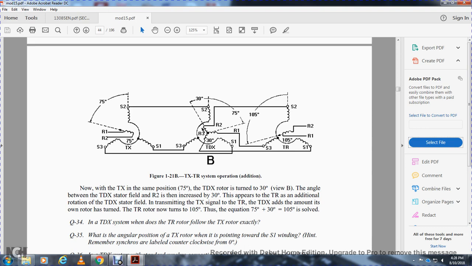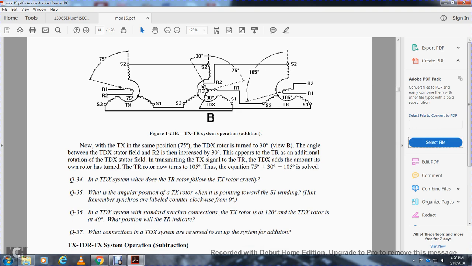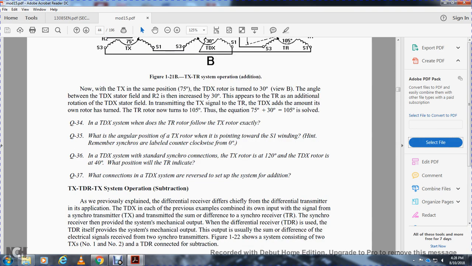The equation is 75 plus 30 equals 105 degrees, solved. Torque transmitter with torque differential receiver, torque transmitter system operation: subtraction.